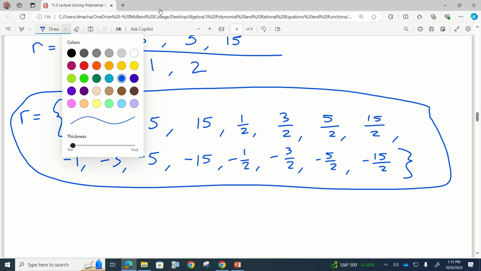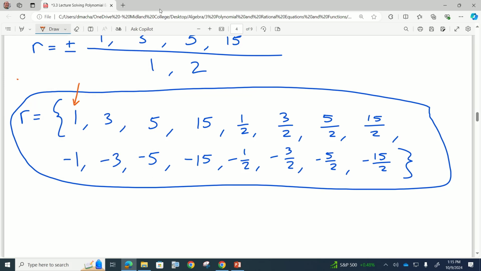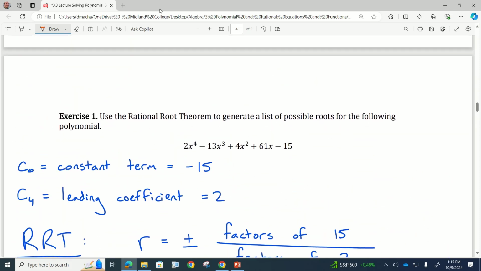And the way you would do this is you would just take one of these at a time, right, like the number 1, and you're going to plug it into your polynomial. And I would write 2 times 1 to the 4th power minus 13 times 1 cubed plus 4 times 1 squared plus 61 times 1 minus 15. And if I plug in x equals 1, that's what it looks like to evaluate my polynomial. And when I evaluate this polynomial at the point x equals 1, I don't know what it is, but it's not 0.